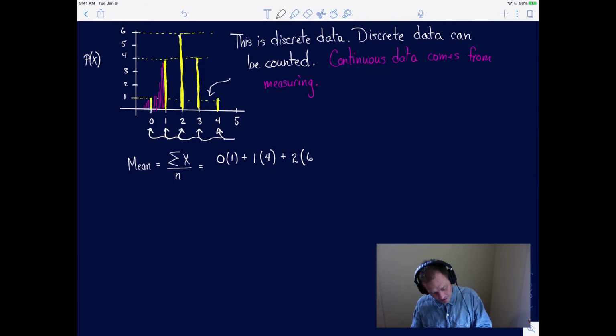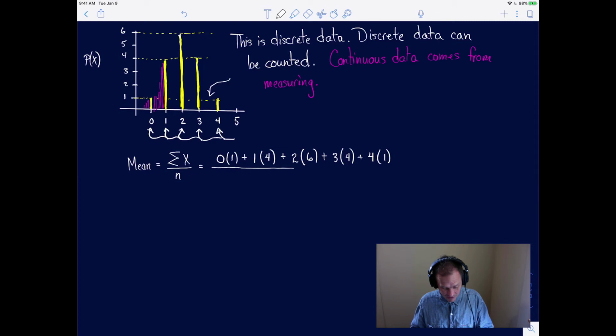So times 6. Plus, if you look up above 3, that occurred 4 different ways. Plus, we could have a family with 4 girls, and that would only happen 1 other way. So I'm going to take that, and we're going to divide it by the total number of outcomes, which is 16.